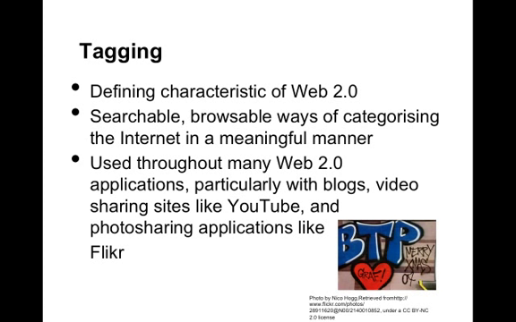Tagging is one of the defining characteristics of Web 2.0. Tags are searchable, browsable ways of categorizing the internet in a meaningful manner. For example, a photo of an African elephant could include such tags as elephant, Africa, Kenya, nature, wild, and safari. This allows the image to be searched for more easily and gives the user a more personal type of control over their content. Tagging is used throughout many Web 2.0 applications, particularly with blogs, video sharing sites like YouTube, or on photo sharing applications like Flickr.